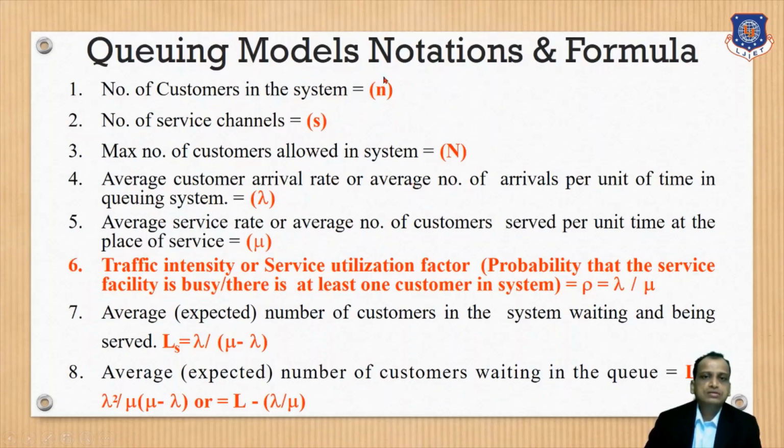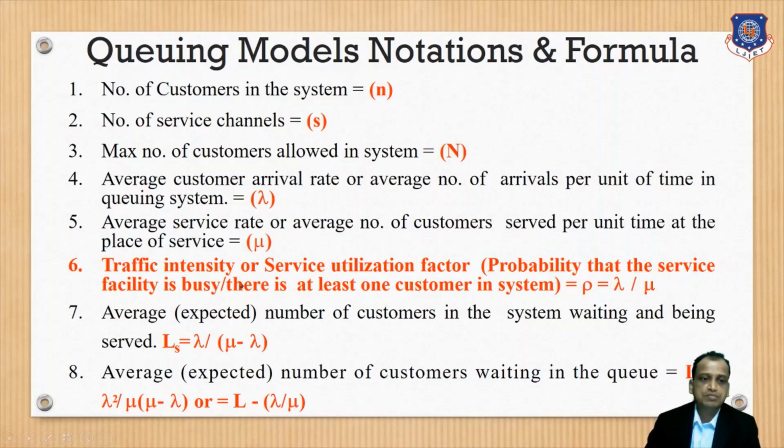Now here some of the notations and formulas are given, right? You have to refer to each and every formula. This will help you in solving the queuing system problems. Let's start with the first one: number of customers in the system is denoted by N, service channels by S, maximum number of customers allowed in the system N, arrival rate as lambda, service rate as mu. This is one of the most important definitions, traffic intensity, which is the ratio of lambda and mu. What is lambda? Arrival rate to the service rate.